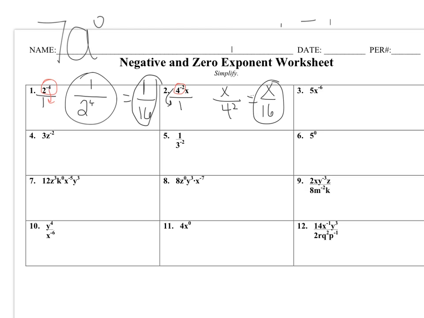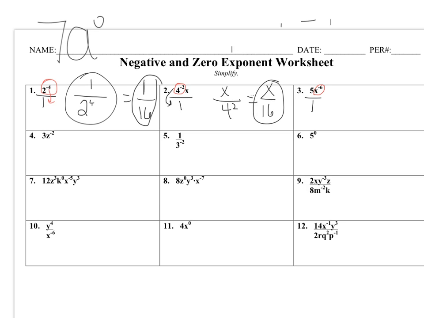If we look at the next one, 5x to the negative 6th power. What's the first thing you notice in this problem? I have a negative exponent. What do negative exponents do? They turn the problem into a fraction. So put this problem over 1.